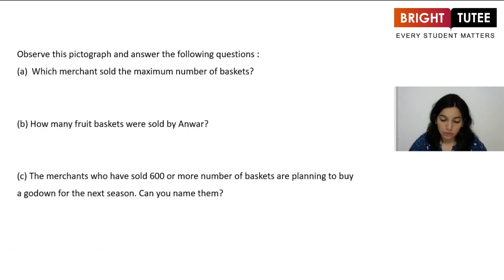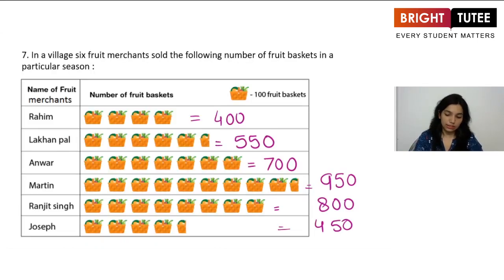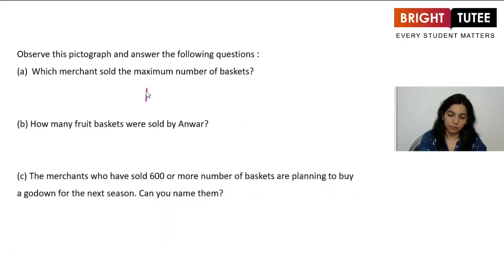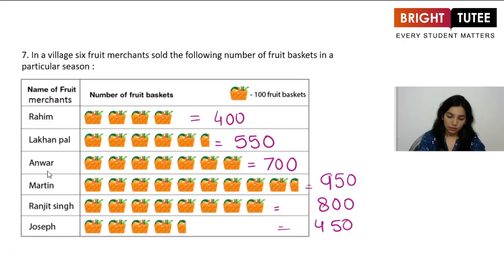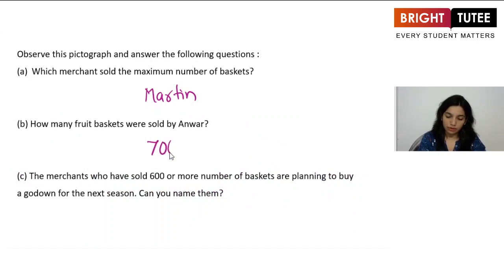Now let us answer the question. Which merchant sold the maximum number of baskets? Clearly, we can see that Martin with 950 is the maximum. So Martin has sold the maximum number of baskets. It asks how many fruit baskets were sold by Anwar. So let us see. Anwar, okay, here it is. He has sold 700 fruit baskets.